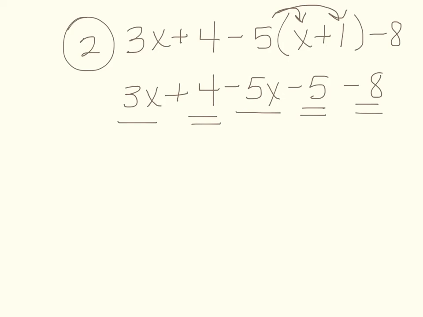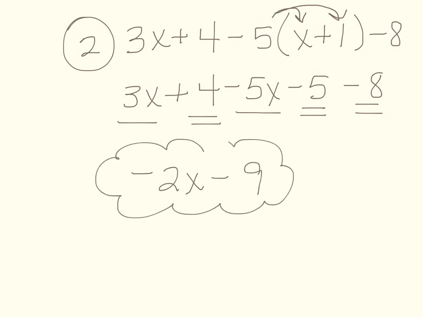Which would I do first? My x's. Remember, we want to go in descending order. My x's have a higher degree than my constants, so I'm going to put my x's together first. What is 3x minus 5x? Negative 2x. What is 4 minus 5? Negative 1. Negative 1 minus 8 is negative 9, leaving me with negative 2x minus 9. Now that's as simplified as I can go. I can't put those together because they're not like terms.